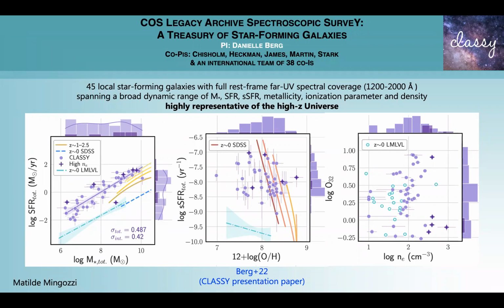The PI is Danielle Berg, and it's characterized by 45 local systems with properties highly representative of the high redshift universe. For example, in the plot that you can see on the left here, the stellar masses go between 10 to the 6 and 10 to the 10, but with respect to the local universe, shown by the turquoise dashed line, the CLASSY galaxies, the purple dots, are characterized by much higher star formation rates. They have higher specific star formation rates, very high O32 line ratios, and higher densities. And this is all information that you can find in the CLASSY presentation paper that was recently accepted in ApJ.